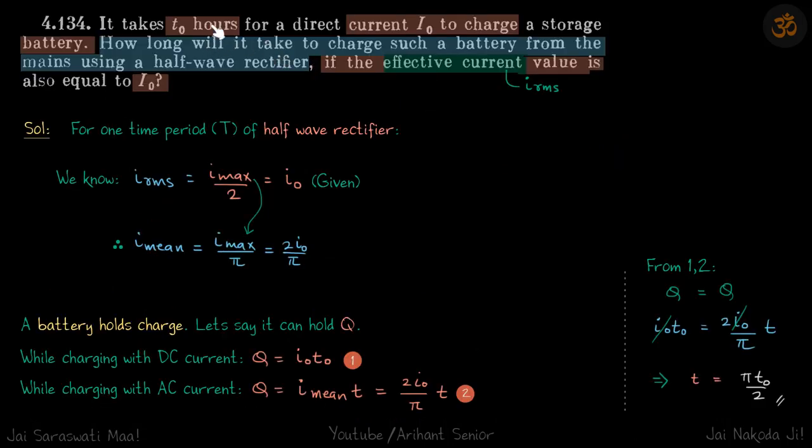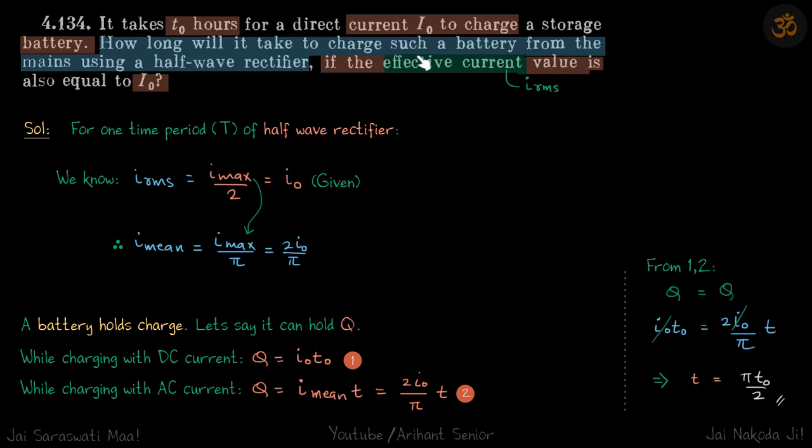So this is a problem in T0 hour. It takes T0 hours for current I0 to charge a storage battery. How long will it take to charge such a battery from a mains using a half wave rectifier if the effective current is I0? So effective current is IRMS.